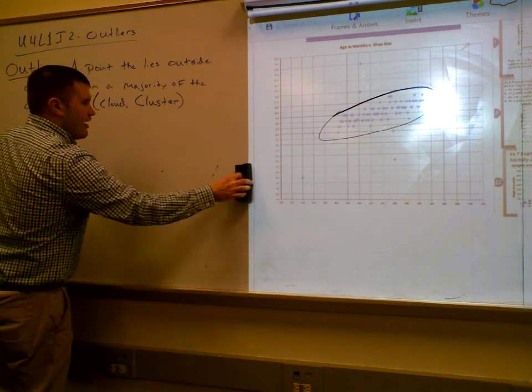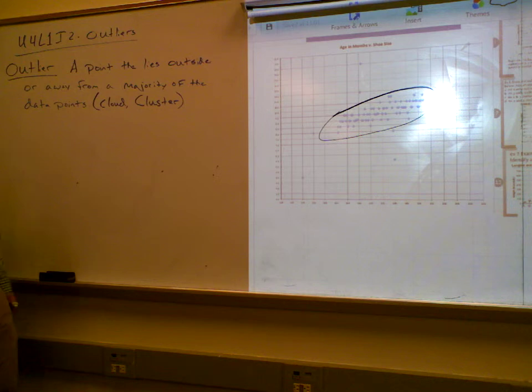Does anyone know how many types of data points there are? Four. Four! You smart guy. Okay, there are four types of data points. Does anyone know what they are?